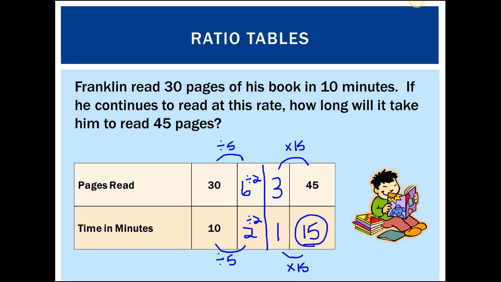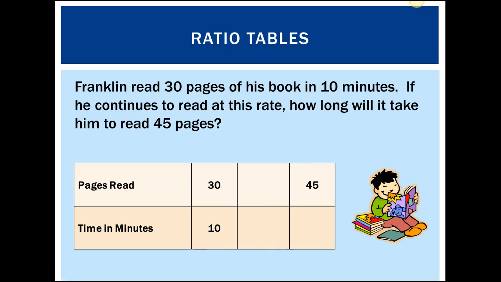Finally, I'll show you an example of scaling by multiplying instead of by simplifying the fraction. I need a number that will work with 45, so 3 times 30 gives me 90, and 3 times 10 gives me 30. To get to 45, I then divide by 2, and if I divide 30 by 2, I will also arrive at the result of 45 pages read in 15 minutes.